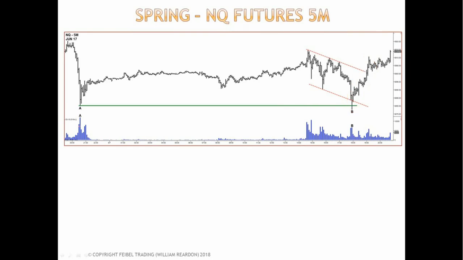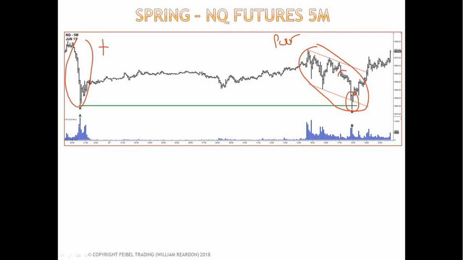We can also compare this drive down to this drive down. So the selling over here is selling of good quality. We compare the selling to here. This is poor quality, where demand emerges from the spring.